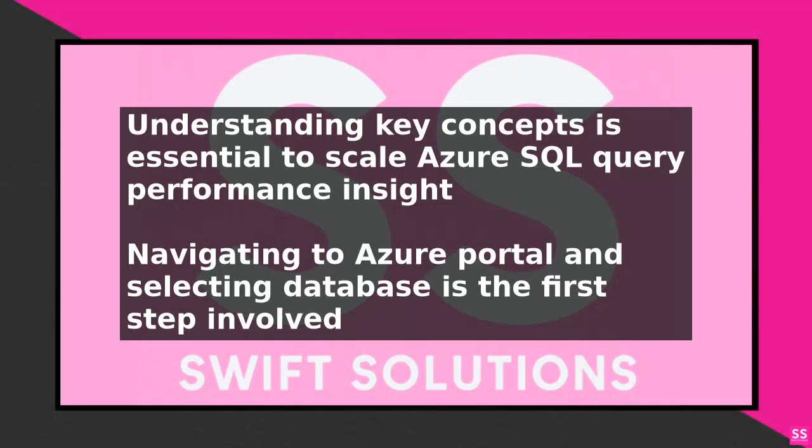To scale Azure SQL Query Performance Insight, it is essential to understand the key concepts and best practices involved. First, begin by navigating to the Azure portal and selecting the Azure SQL database you want to optimize. Next, click on Query Performance Insight, which provides a comprehensive view of your database's performance, including the top resource-consuming queries.